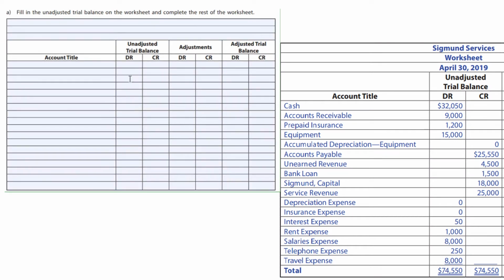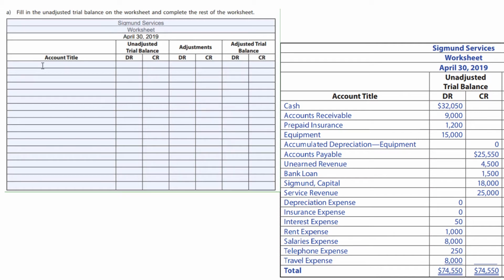Alright, the first step for this problem is to start by creating your worksheet. Just like every other statement you have created in the past, such as the balance sheet, income statement, or statement of changes in equity or retained earnings, you have the same kind of title. You would always start with the company name, Segment Services. You would call this the worksheet, as of April 30th, 2019.